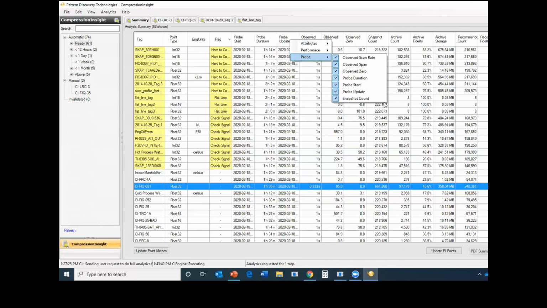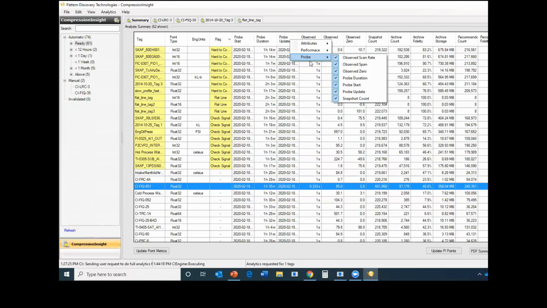And the observed span is really an interesting one, because we've seen a case where the configured span was set between 0 and 100, but these observed spans were significantly different than 0 to 100. And that has a big impact on the compression and exception settings, especially if you're using a percentage of deviation. Yep. And so these things became very obvious very quickly because of this observation.